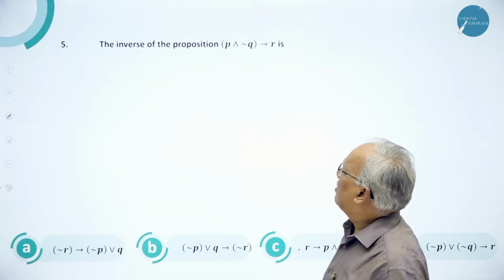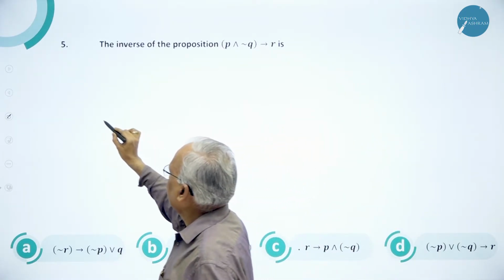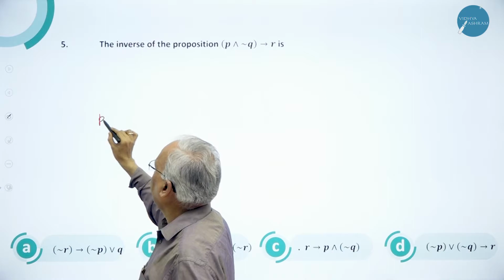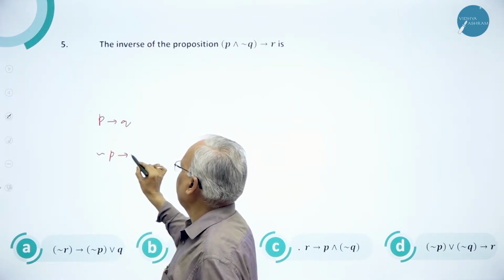The inverse of the proposition. This comes in logic. You know that inverse of P implies Q is negation P implies negation Q.